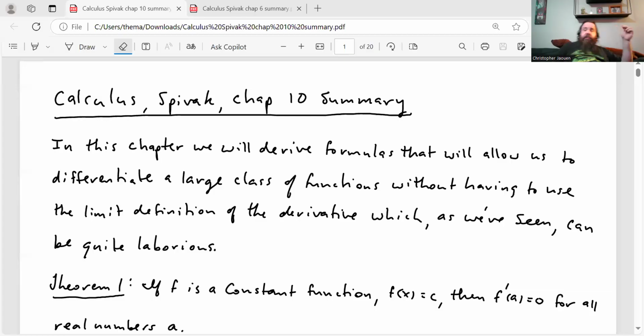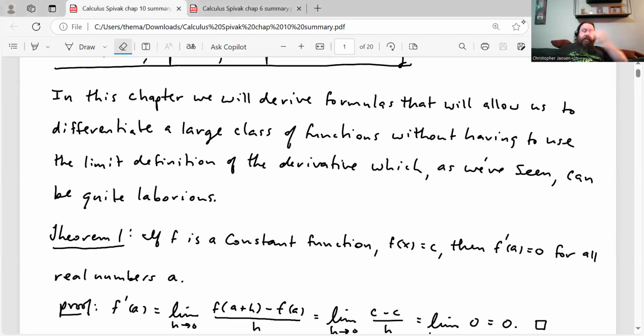In the previous chapter, we talked about the definition of the derivative, and here we're going to learn how to calculate the derivative. So, that's what he says here in the beginning. In this chapter, we'll derive formulas that'll allow us to differentiate a large class of functions without having to use the limit definition from the previous chapter, which, as we saw, if you looked at those videos or if you've tried the chapter yourself, you'll have noticed that it can be quite laborious.